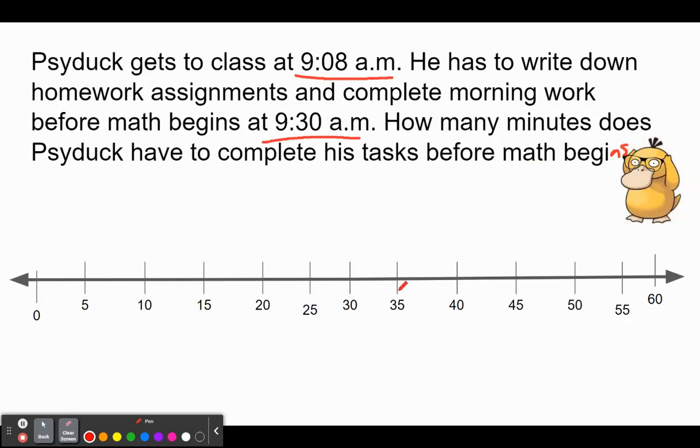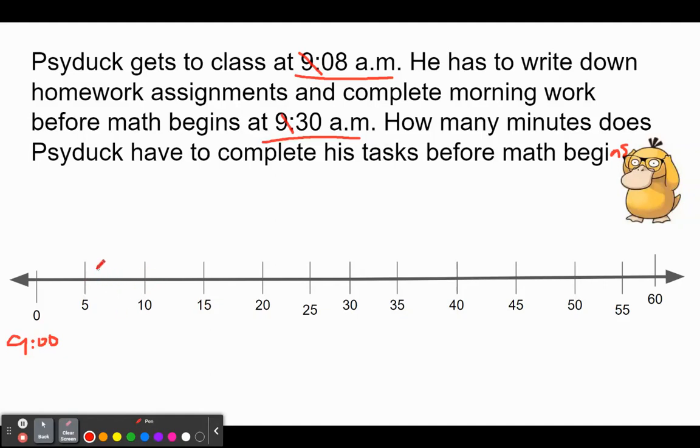So, we have a number line over here, and we split our number line from 0 to 60 to represent all of our minutes. So we're going to not even bother looking at the 9 o'clock, right? So 9 o'clock is going to start here at 0. So that's going to represent our minutes. So he gets to class at 9:08 a.m. So we have 9:05. And then we have 9:10. We know 9:08 is somewhere in between there. So I'm going to make a little tick mark.